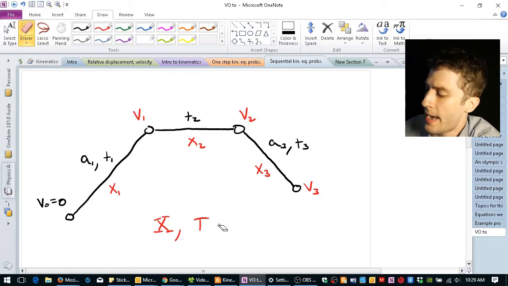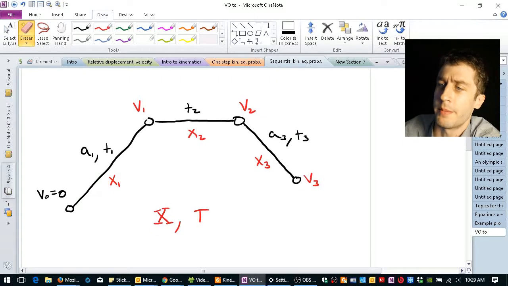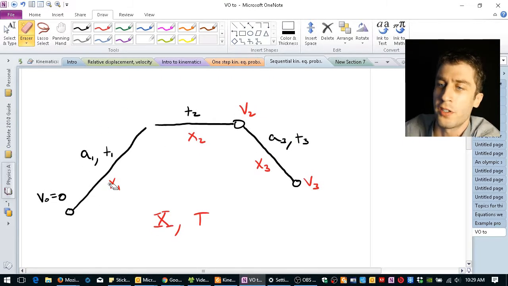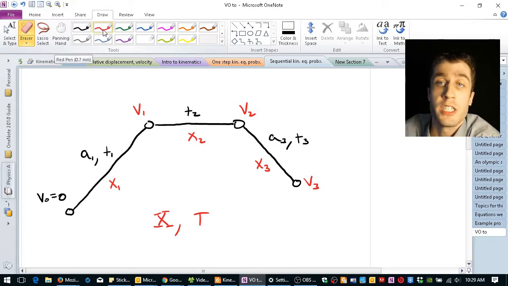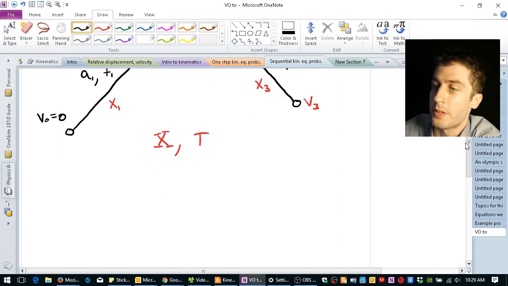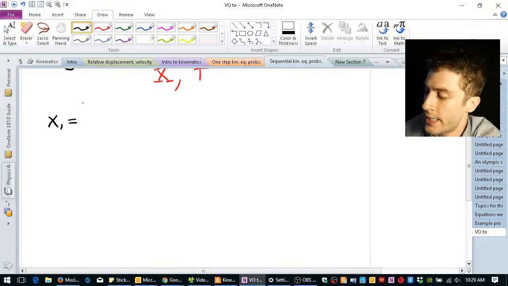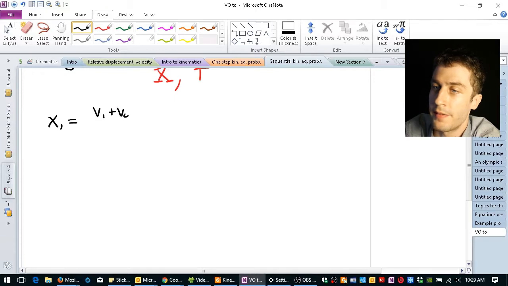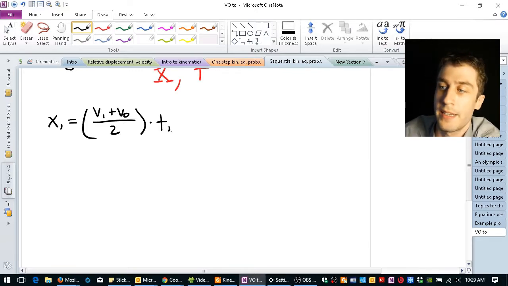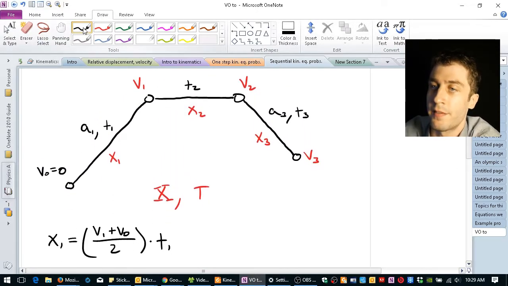Okay, so I have an example of some equations that you might use. You're going to look at this first time interval, and you pick two kinematic equations. Doesn't matter which two. Pick whichever two you like. So I'm going to pick ones that are probably not well suited for solving this problem. x1 is equal to v1 plus v naught divided by 2 times t1. That is a perfectly valid equation involving the variables that define this time interval. Okay? We've got v1, our final velocity, v naught, our initial velocity, and t1, our time interval.